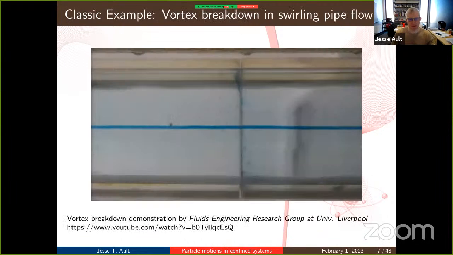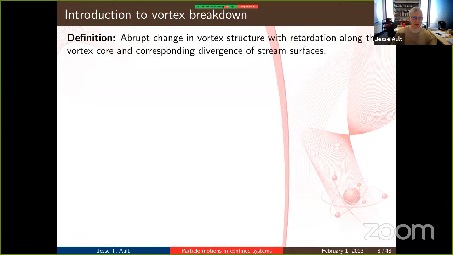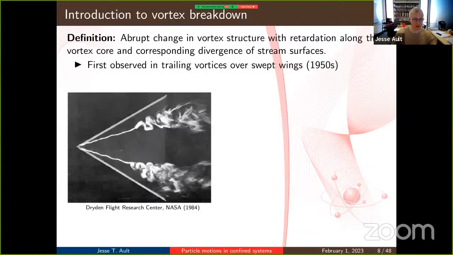So that's the classical picture of vortex breakdown. If you want a definition of vortex breakdown, you could say that it's an abrupt change in the vortex structure where you have retardation along the vortex core. The flow decelerates along the vortex core to a stagnation point, and then suddenly diverges. So the stream surfaces diverge.